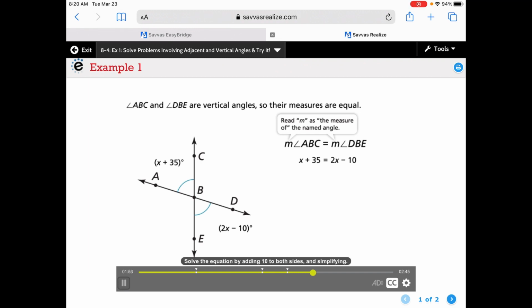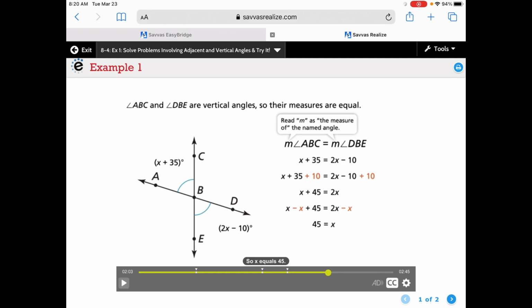Solve the equation by adding 10 to both sides and simplifying. Then subtract x from both sides. So x equals 45. So the measure of those two angles that are circled here, that have that blue arc, are both 45 degrees. Now what we'll do is subtract that from 180 to get the other larger angle measures.